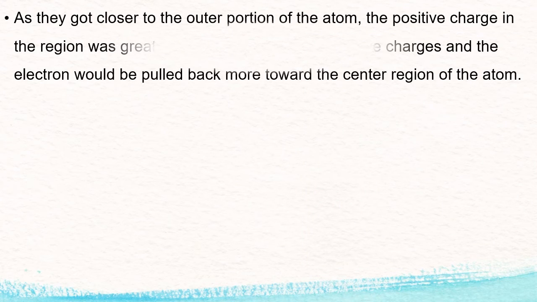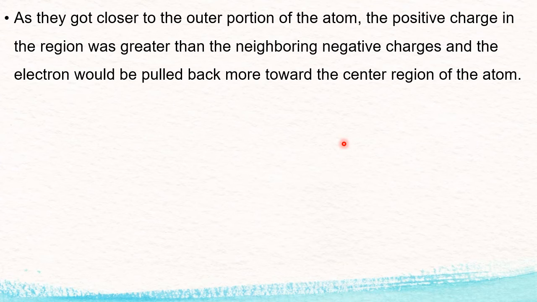As they got closer to the outer portion of the atom, the positive charge in the region was greater than the neighboring negative charges, and the electron would be pulled back more toward the center region of the atom. That means, if you imagine that an electron is very close to the edge of the sphere, then the positive part will pull the electron inward, so that as much as possible electrons are confined to the central region of the watermelon, and the other area is the reddish area, the positive area, the proton area.